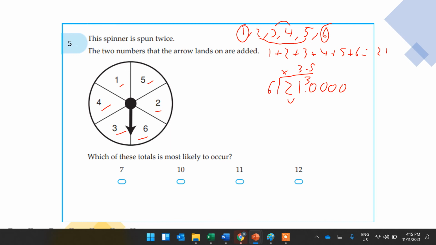So if we spin it twice, which of these totals is most likely to occur? Well, 3.5 times 2 will give us 7. 2 times 3, 6 plus 1, 7. So 7 is our answer.